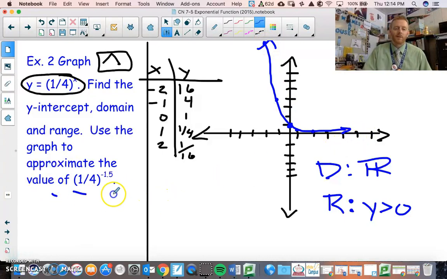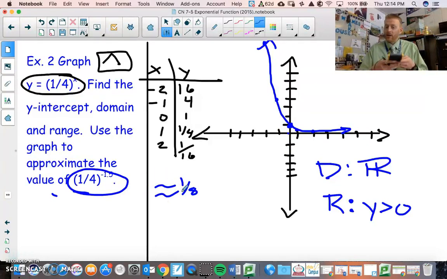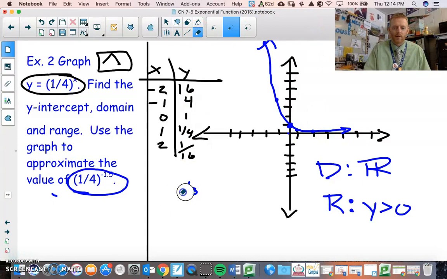And then our next step is just to go ahead and look. Where is 1.5? To the right, 1.5. So it's halfway between that 1/4 and 1/16. I might call it 1/8 would be my guess. That would be my guesstimate here. And I'm going to check it out in my calculator. So I'm going to do 0.25 raised to the -1.5. Oh, I went the wrong direction. Not 1/8. Let's go backwards.